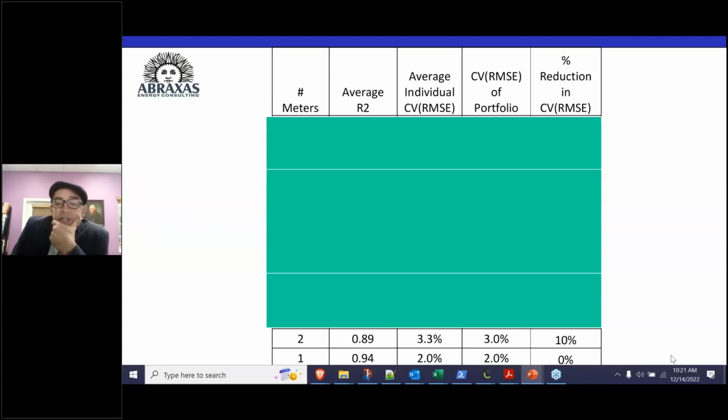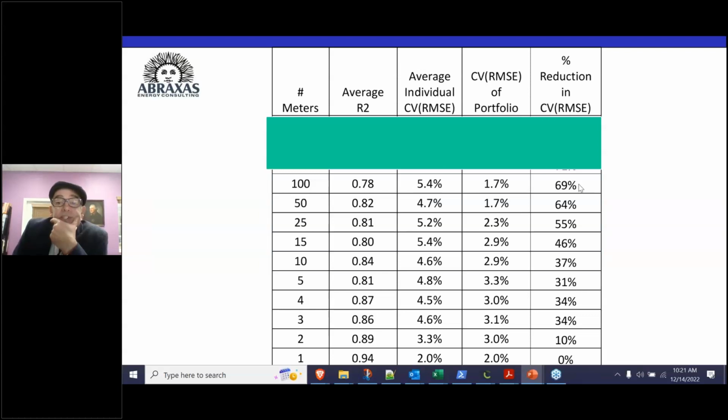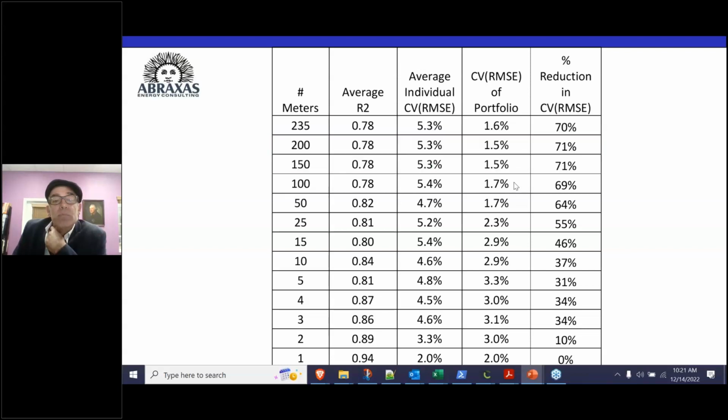And I see that with 2 meters, I've reduced my CVRMSE by 10%. With 5 meters, it's down 30%. 100 meters, it's down 70%. So I had an average of 5.4, but if I did the portfolio, it's only 1.7. And then with 235, it's still about 70.